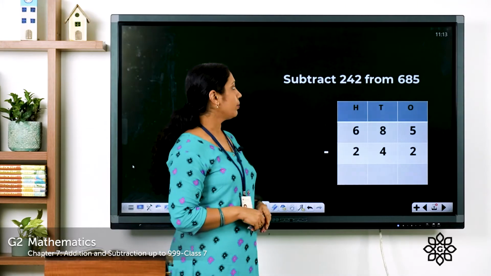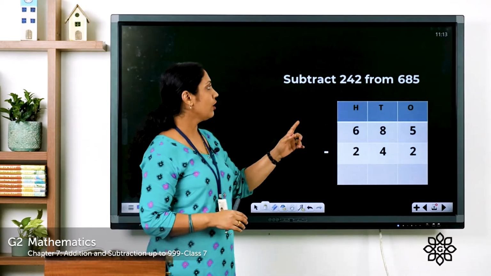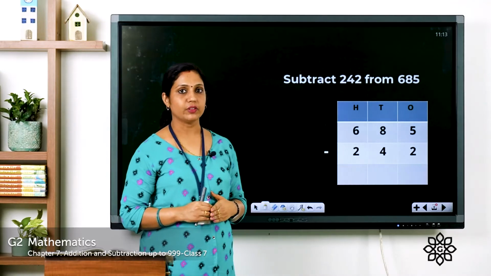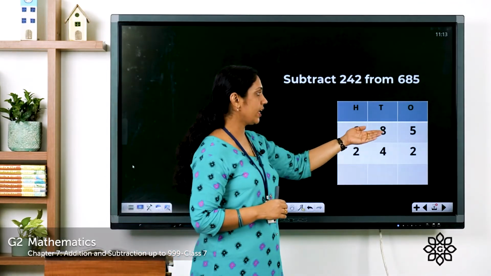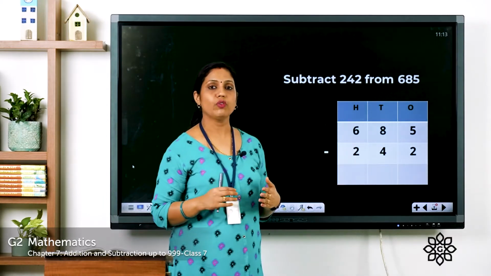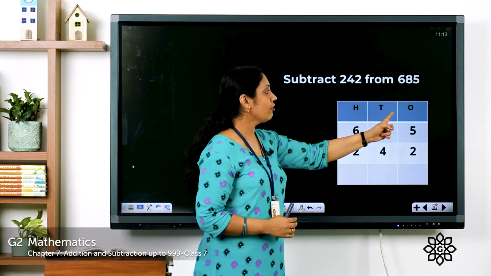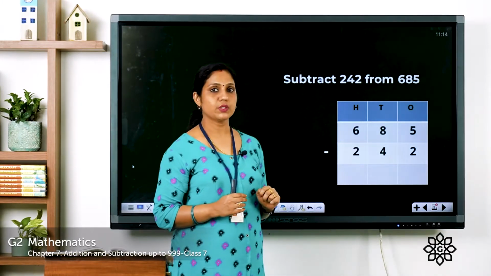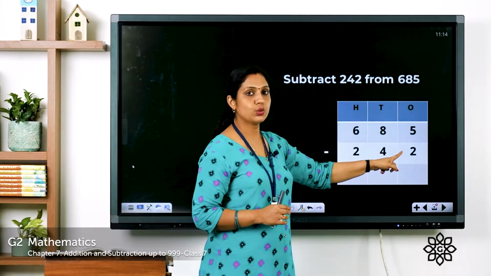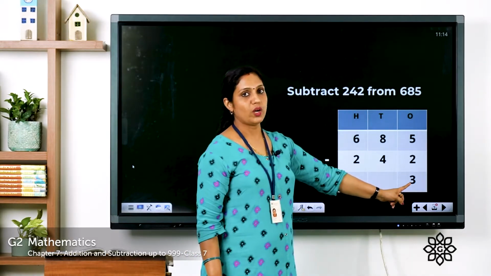Let's check another number. Here we have subtract 242 from 685. So we'll write 685 first and then 242. Now we have to subtract and we start from the ones position. Here we have 5 minus 2 in the ones position. So how much is 5 minus 2? It is 3. So we'll write 3 here in the ones place.